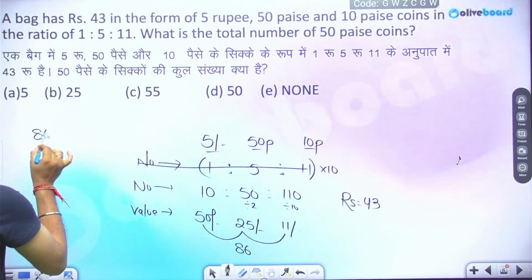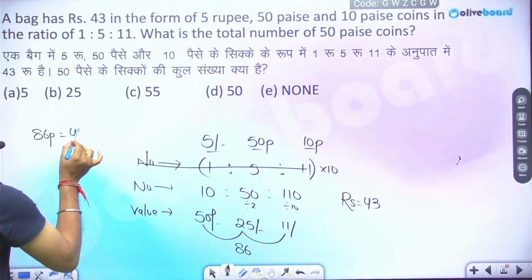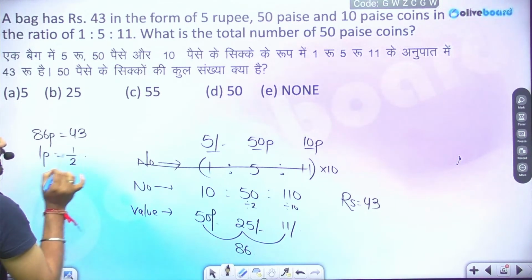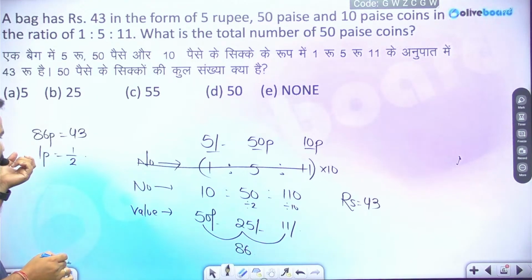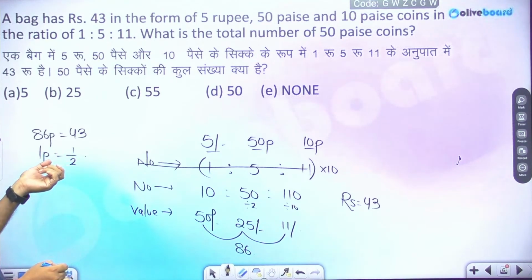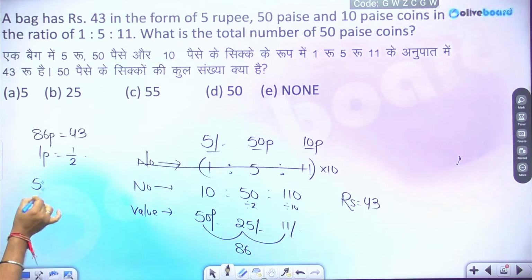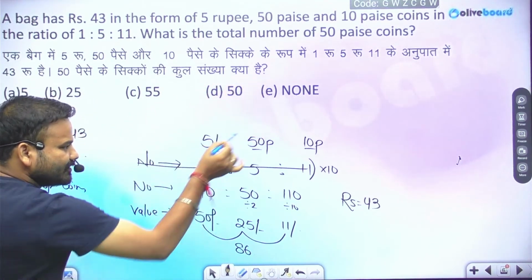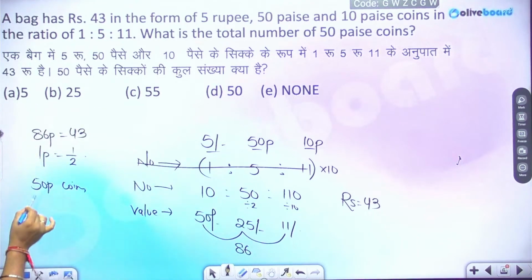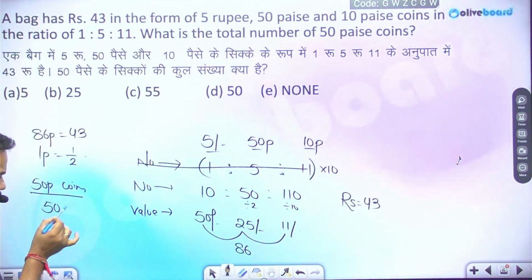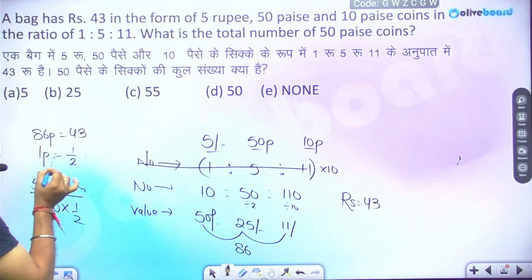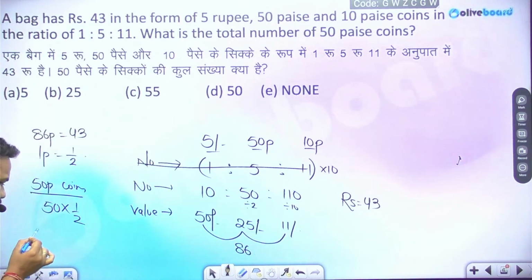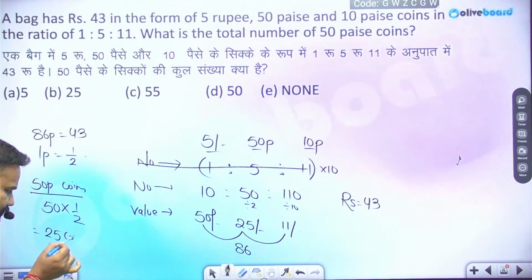According to me, the total money in the bag is 86. But the question is saying that total money is 43. That means my 1 point is equivalent to half. And the moment I get this conversion, that 1 point is equivalent to half, the number of 50 paise coins in the bag will be how much? 50 paise coins is 50, 50 into half. 1 point is equivalent to half. So my assumed 50 value will be what? 25. So there are 25 coins.